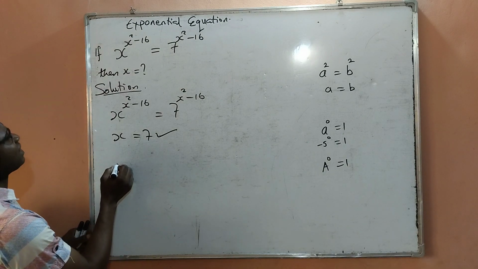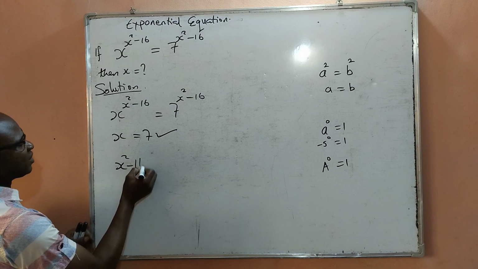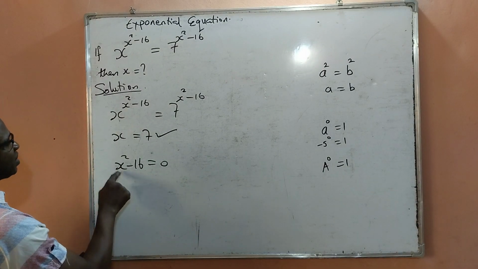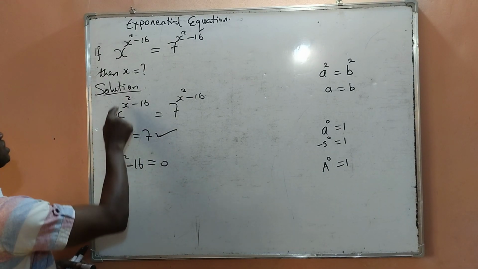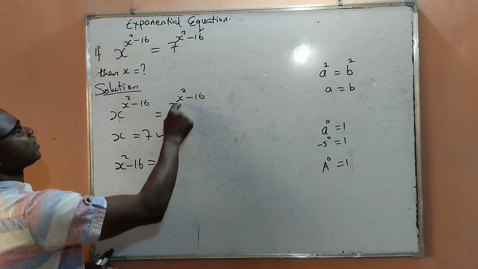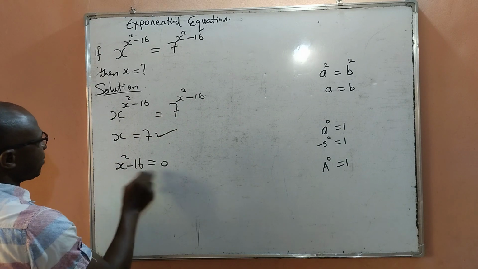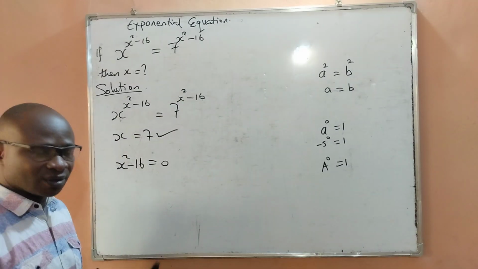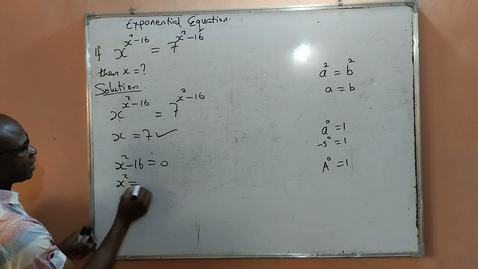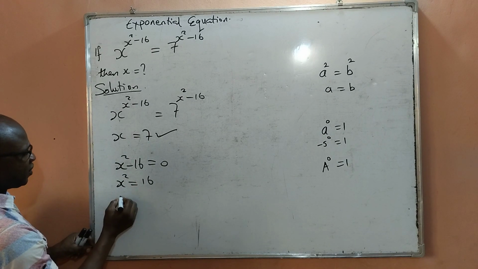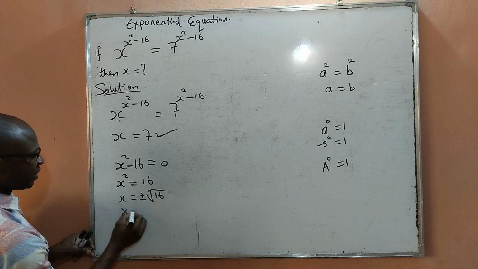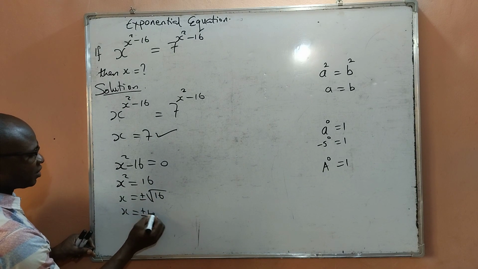Therefore, we can now say that x squared minus 16 is equal to 0. Since x raised to the power 0 is 1, and here, the same value, 7 raised to the power 0 is still 1. Therefore, we solve this to get the next value of x. Alright, doing this is now going to be x squared equal to 16. Therefore, x alone is going to be plus or minus the square root of 16. And that will give us x equal to plus or minus 4.